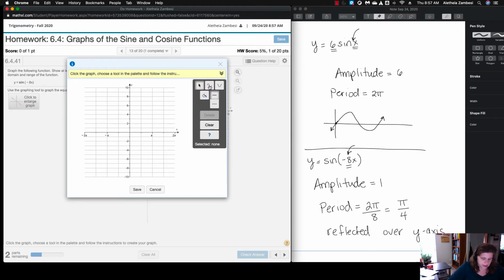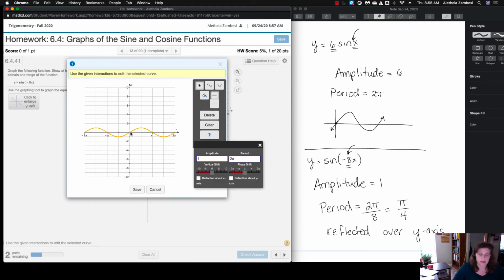We're still dealing with sine, so I'm going to click the sine and then click a point so that it brings up my palette. My amplitude is 1 here. Period this time is pi over 4. So I'm typing pi, and then the divided by symbol gives me the fraction, pi over 4.